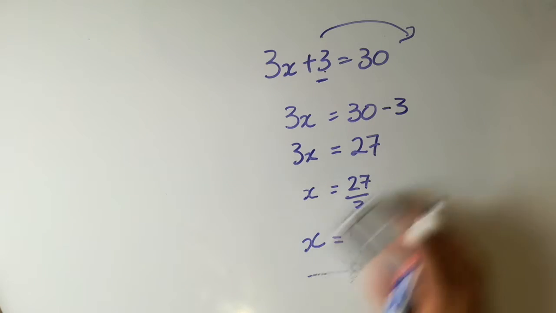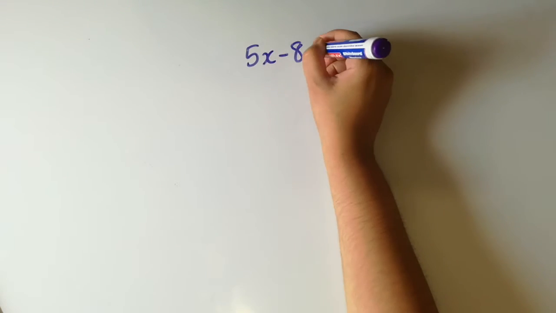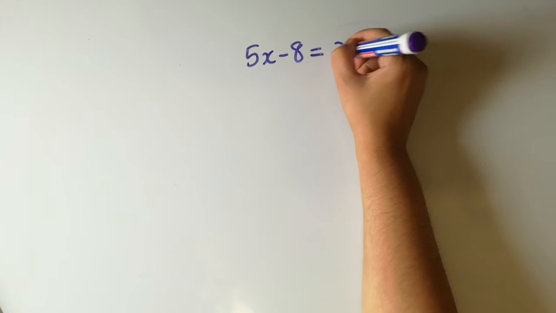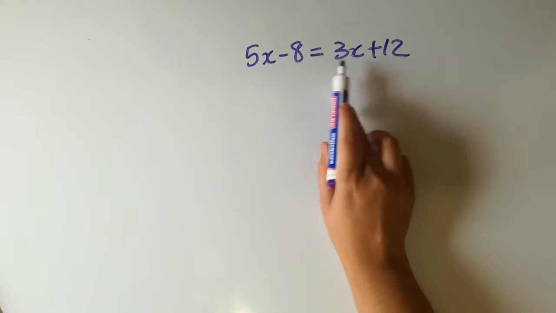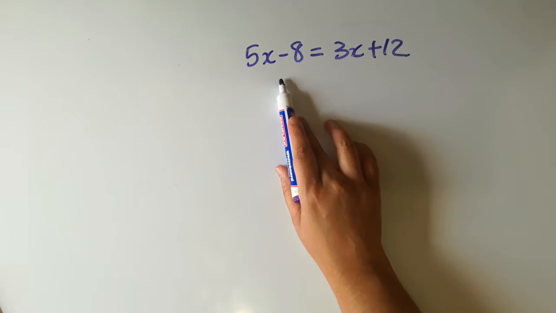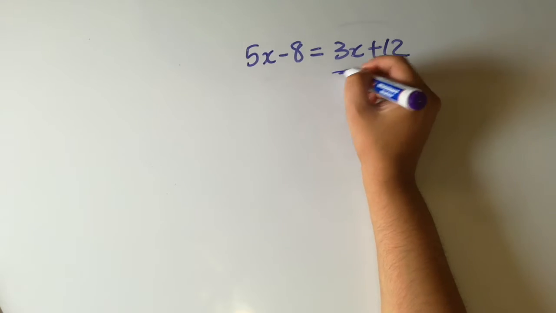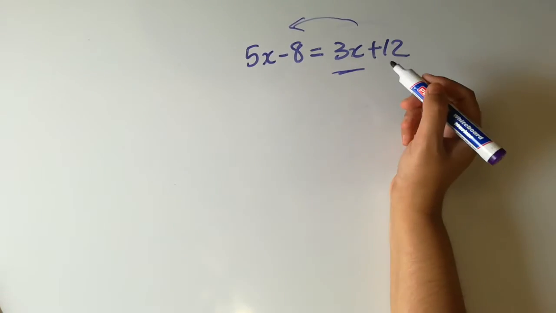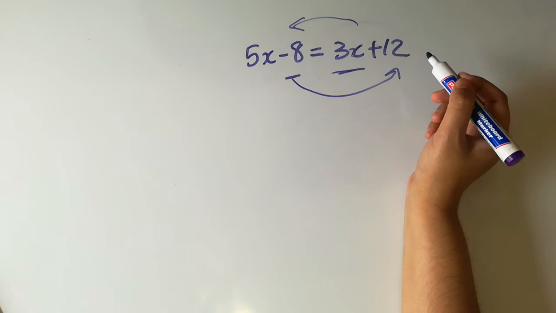Let's do one more example. Let's say now I have 5x minus 8 is equal to 3x plus 12. Now ideally what we want to have is all our x's on this side and all our numbers on this side. So this 3x, I need to move it onto this side. And this minus 8, I need to move it onto this side.